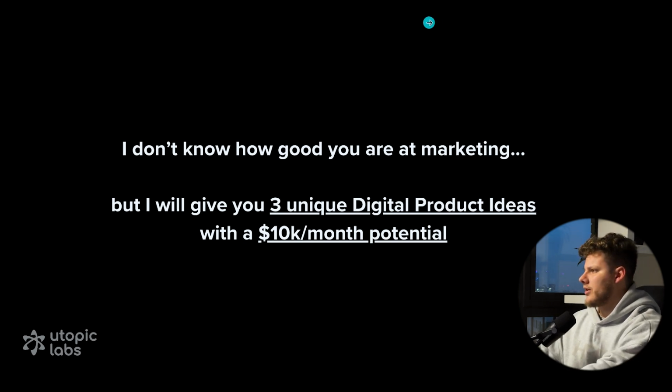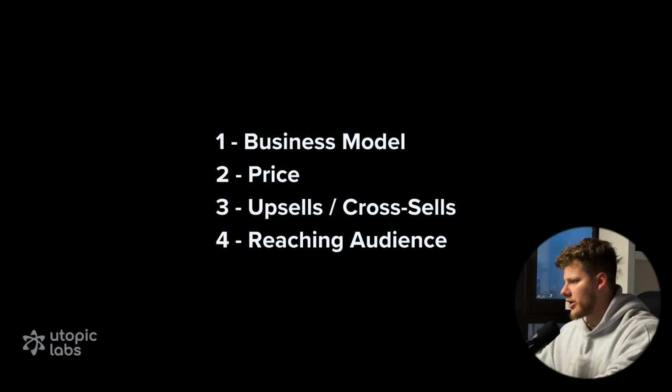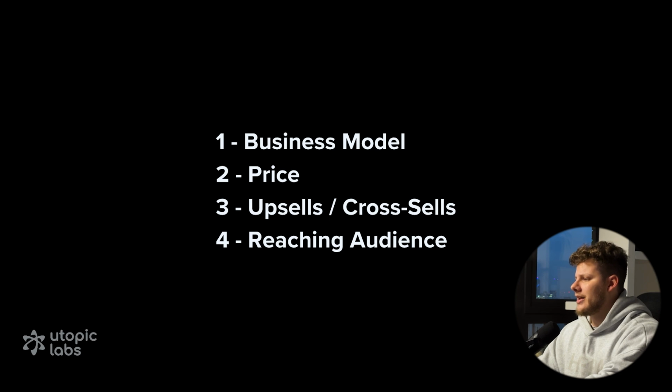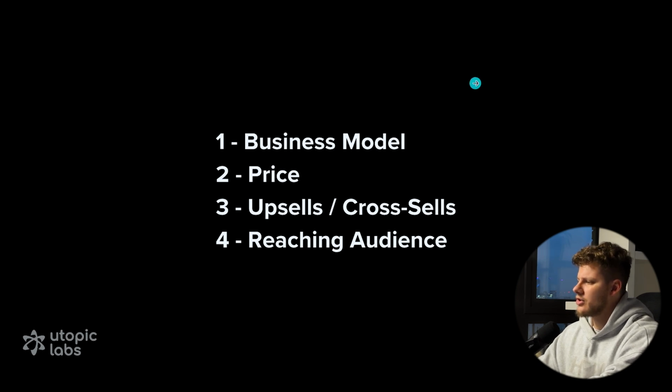Now, without further ado, I'm just going to get straight into it and hopefully you will follow along. This is the main breakdown for each individual business model, right? So we're going to look at the business model, the price, upsells and cross-sells, and reaching the audience, right? So we're literally going to take each individual digital product and do a full breakdown: how the business model will work, what the ideal pricing will be, any upsells and cross-sells to increase your average order value, and finally how you can actually reach the audience, right? So how can you reach the final customer in a cost-efficient way or, you know, not paying at all.